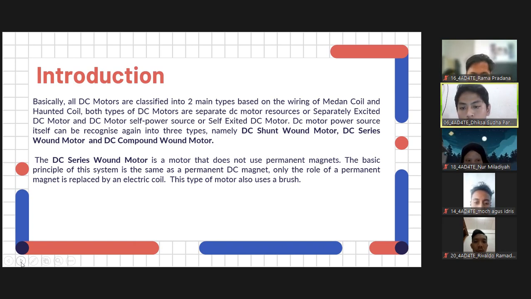The DC series wound motor is a motor that does not use a permanent magnet, so the basic principle of the system is the same as a permanent magnet DC motor. The only role of the permanent magnet is replaced by an electric coil. This type of motor also uses brushes as well.